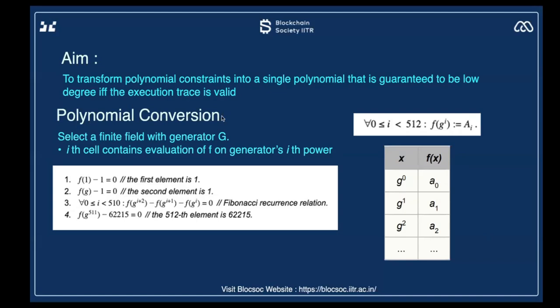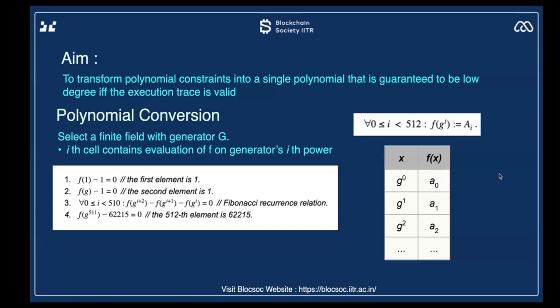As we have seen in the SNARKs lecture, everything we are doing is not over the range of all real numbers, but over some finite field. That is true in STARKs also. So the prover will select a field in which all the mathematical operations happen. Let's say the field he selected has generator element g. So we now think of elements in the execution trace as evaluations of some polynomial f(x).